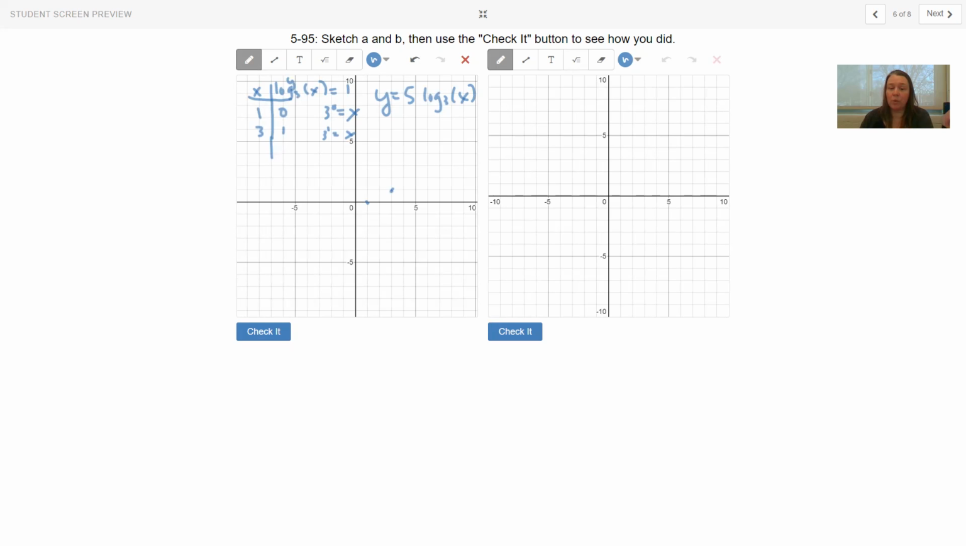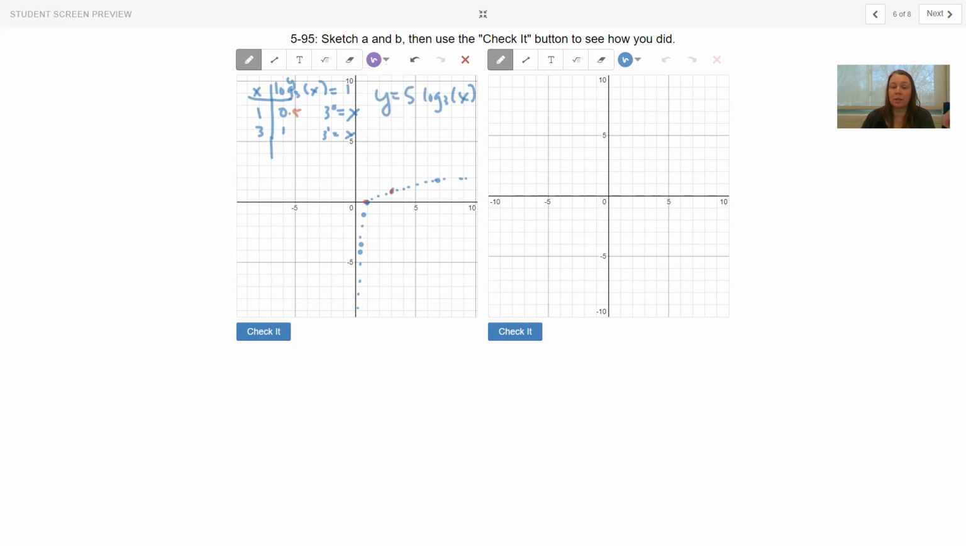So really, if I just have those couple of points, and I'm going to do this dashed, this right here is kind of like my parent function for the log base 3. And I know at 9, it would be at 2, if I wanted to be that particular. But this is 5 times that. So I'm going to take these couple of key points, and I know the y values have to be multiplied by 5. So 0 times 5 is just 0.